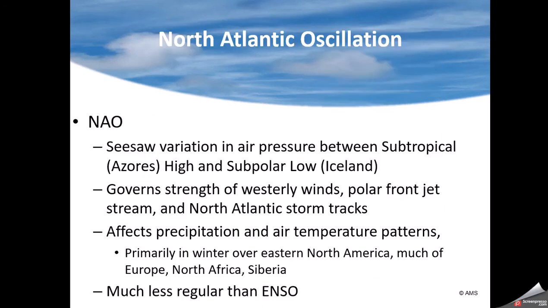There are other major circulations. There's the North Atlantic oscillation. This seesaw variation in air pressure is between the subtropical high down over the 30 degrees and the subpolar low. It has a major impact on the eastern U.S. as far as wintertime weather. And if you can forecast it well out in advance, you can actually predict what the winter is going to be. But we've never been able to do that very well.